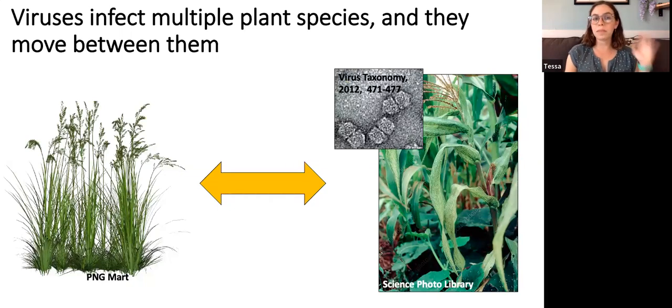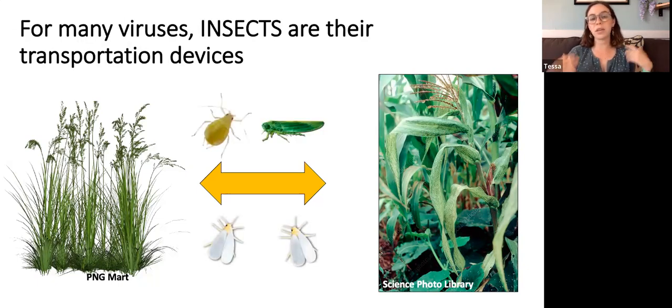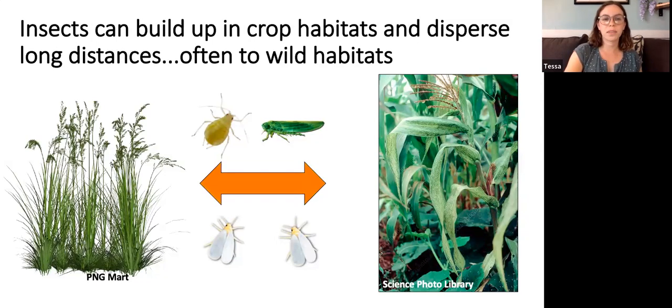Viruses can't infect people, but they can infect multiple plant species and move from one species to another. They often require insects as their transportation devices. Some insects that transmit viruses include aphids, a common garden pest, whiteflies, and leafhoppers. So you have probably seen these at some point on some of your plants at home, or just out and about.